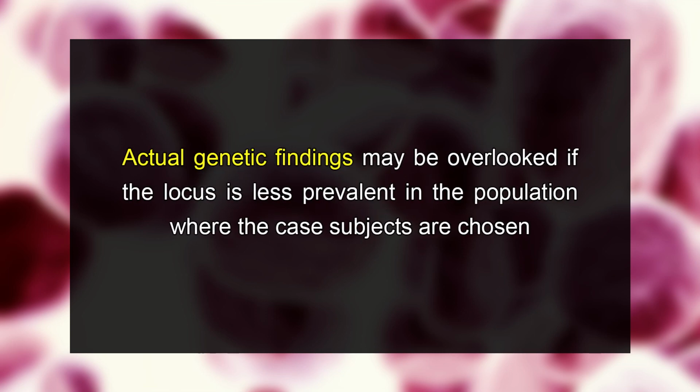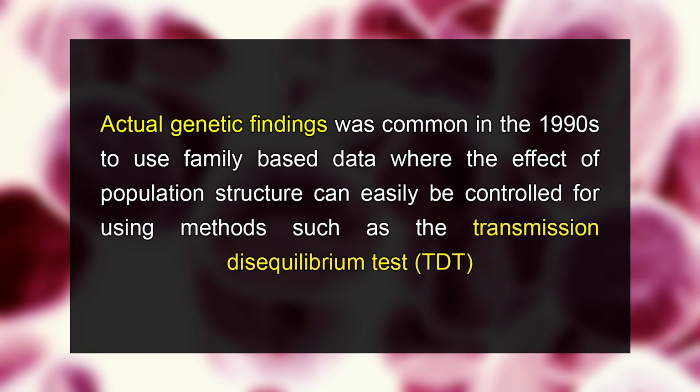Also, actual genetic findings may be overlooked if the locus is less prevalent in the population where the case subjects are chosen. For this reason, it was common in the 1990s to use family-based data, where the effect of population structure can easily be controlled for using methods such as the transmission disequilibrium test, that is TDT.